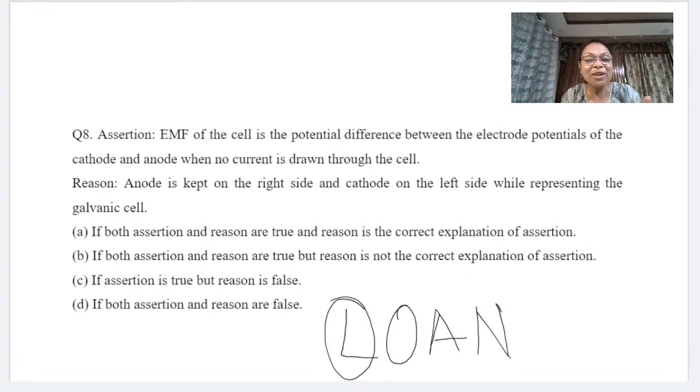See, anode is on the left. So anode is kept on the right, what is it? This reason is false. Assertion is true. Yes, so it is C.